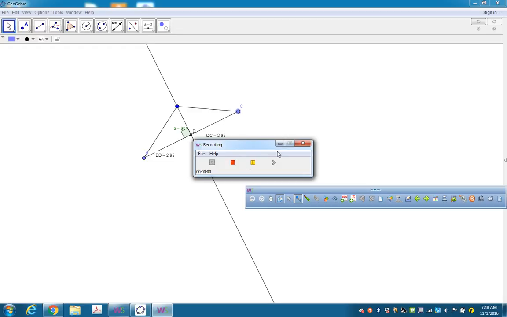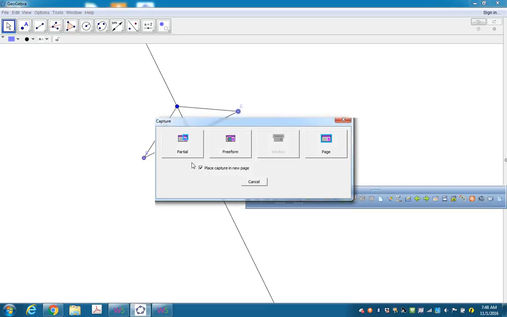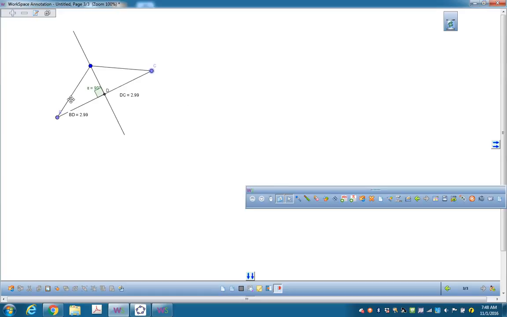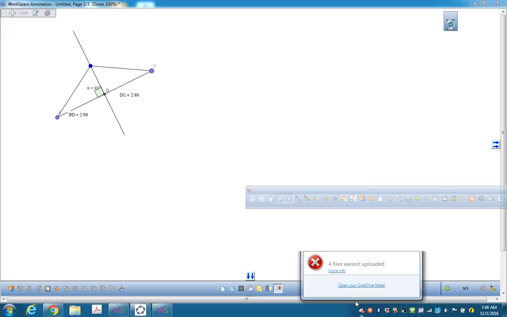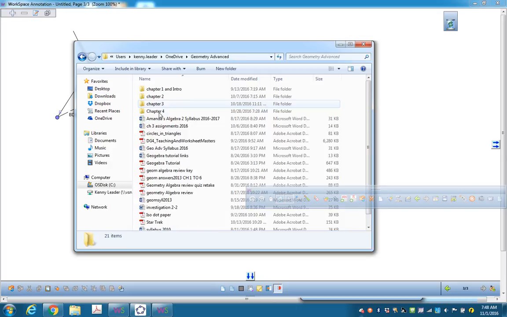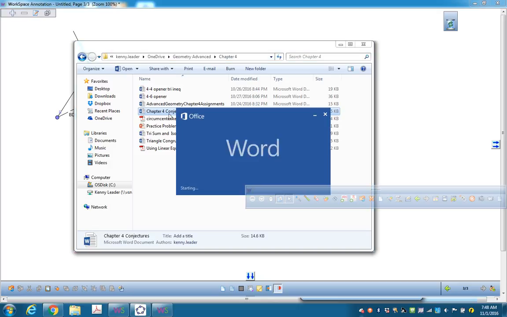We're recording. So if I grab this partial, and if I go to here, conjecture C28, I believe it is.